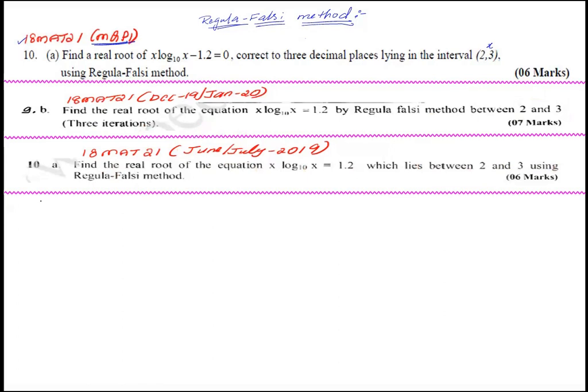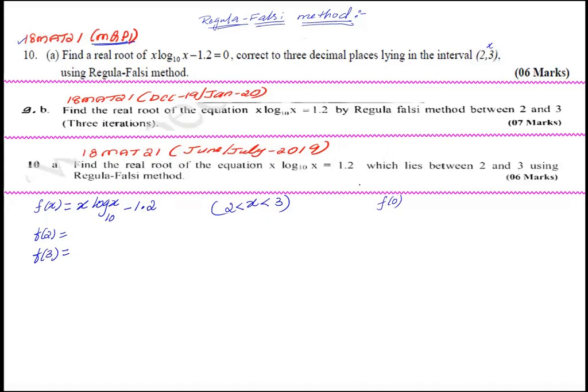So first I will write the function f of x, that is x log x to the base 10 minus 1.2. This is our f of x. The root lies between 2 and 3, right? So let's find the f of 2 value and the f of 3 value. Otherwise, you need to check f of 0, f of 1, f of 2, like that.